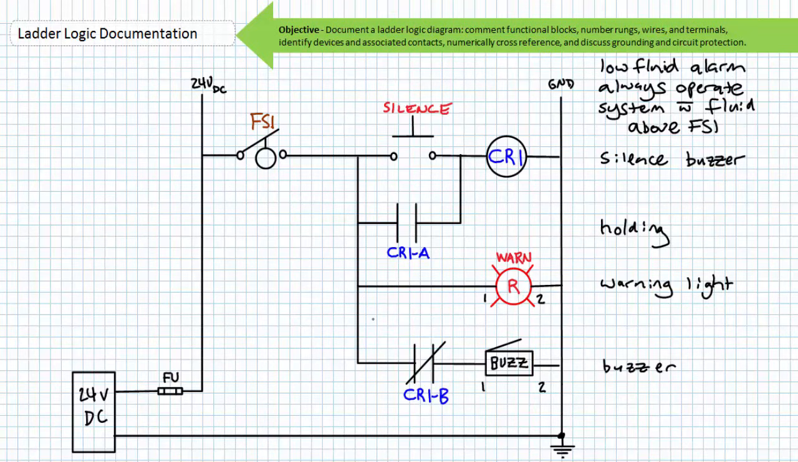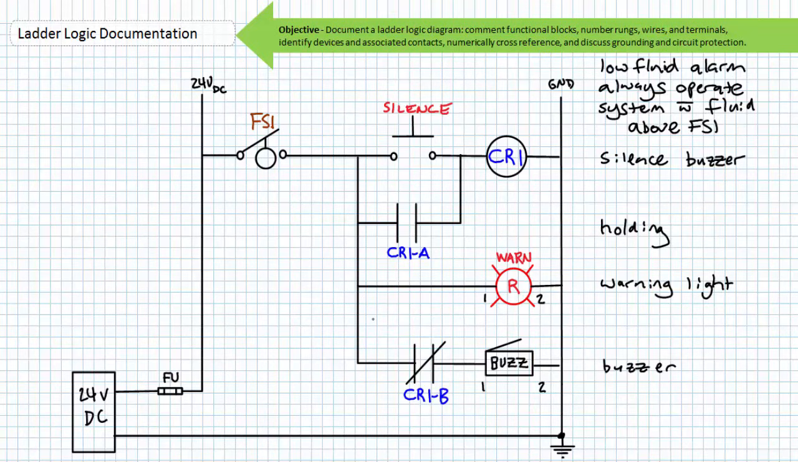Here's example problem 1. I've already included a brief functional description on the right-hand side and properly identified devices and their associated contacts. Note the right-hand side upright rail is grounded. The ladder logic diagram uses high side switching, and the DC power supply has a fuse on the supply side. I've already numbered the terminals of the buzzer and the pilot lamp. I leave it to you to number the rungs, number the wires, and number the terminals of all devices, and numerically cross-reference logical elements and mechanically interlock switches.